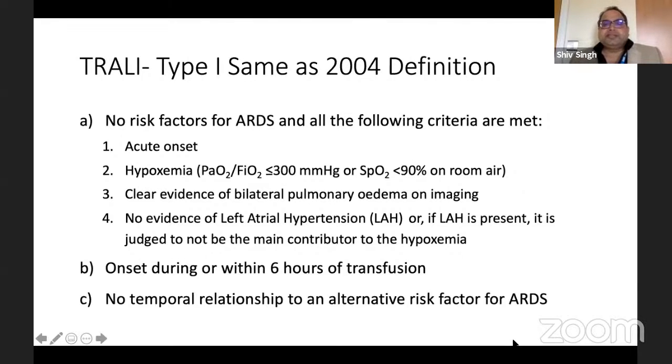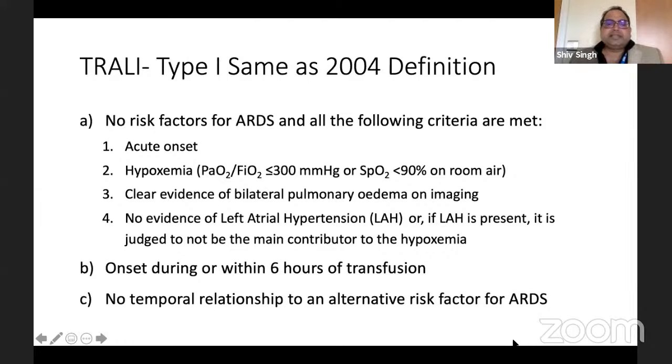And there is clear evidence of bilateral pulmonary edema on chest X-ray. There is no evidence of left atrial hypertension, or if left atrial hypertension is present, it is not the main contributor to the hypoxemia. So there is no cardiogenic pulmonary edema in this case. And onset is during or within 6 hours of transfusion. This is the same as the 2004 definition.